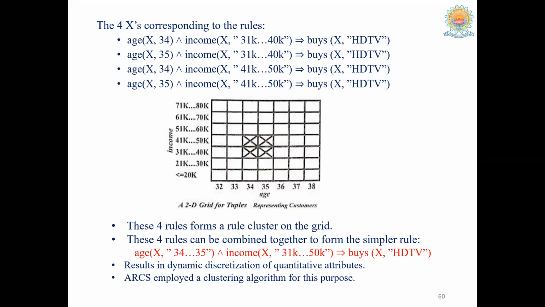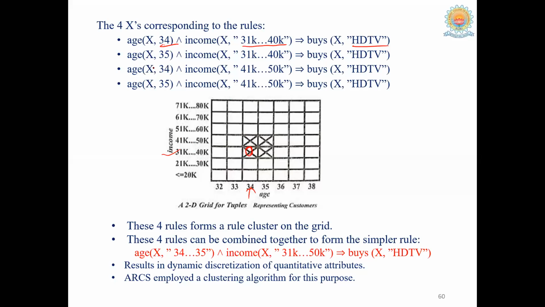The same grid is mentioned in the next slide also. From the grid, you can form some clusters by observation. So what is the first rule you have extracted here? X with age 34 and income in the range 31 to 40K buys the HDTV. So it indicates this cell.